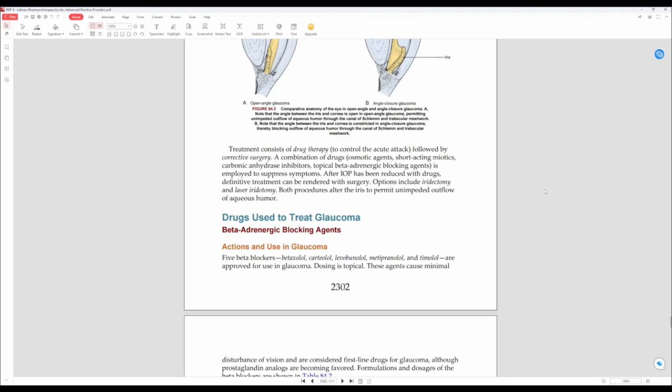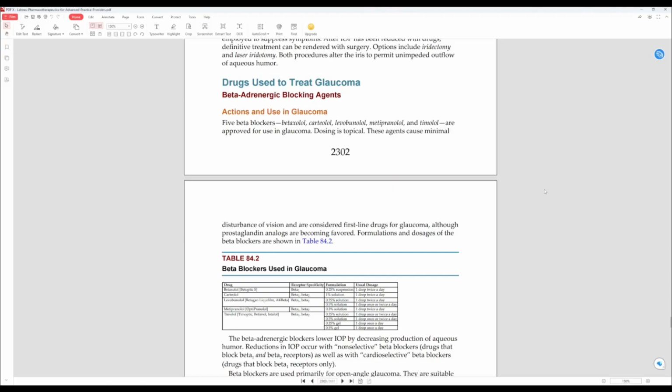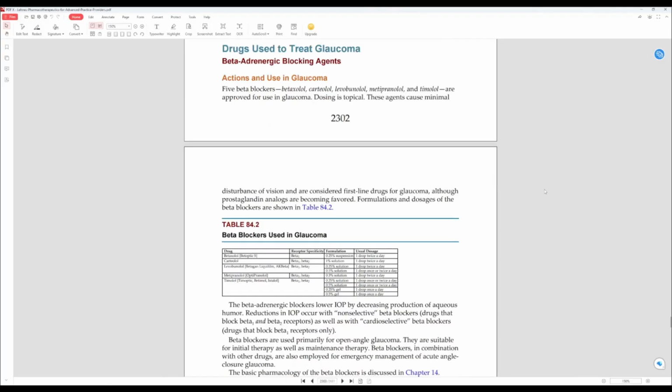So, what kind of drugs can we use to treat glaucoma then? Well, starting off with the beta-adrenergic blocking agents. Actions and use in glaucoma. The 5 beta blockers, betaxolol, carteolol, levobunolol, metipranolol, and timolol, are approved for the use in glaucoma. Dosing is topical, and these agents cause minimal disturbances of vision and are considered the first-line drugs for glaucoma. Although prostaglandin analogs are becoming favored, formulation and dosage of the beta blockers are shown in the following table.